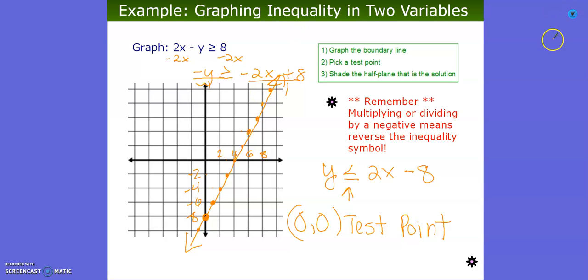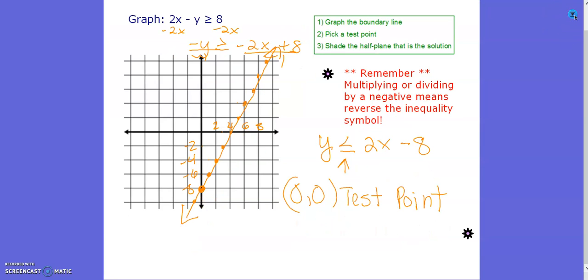And we are going to go ahead and test it out in our original inequality, because we may have made a mistake here in the graphing. I don't know. So we're going to say 2 times 0 minus 0 should be greater than or equal to 8. 2 times 0 is 0, minus 0 should be greater than or equal to 8. Is 0 greater than or equal to 8? No, that's false. That's okay.